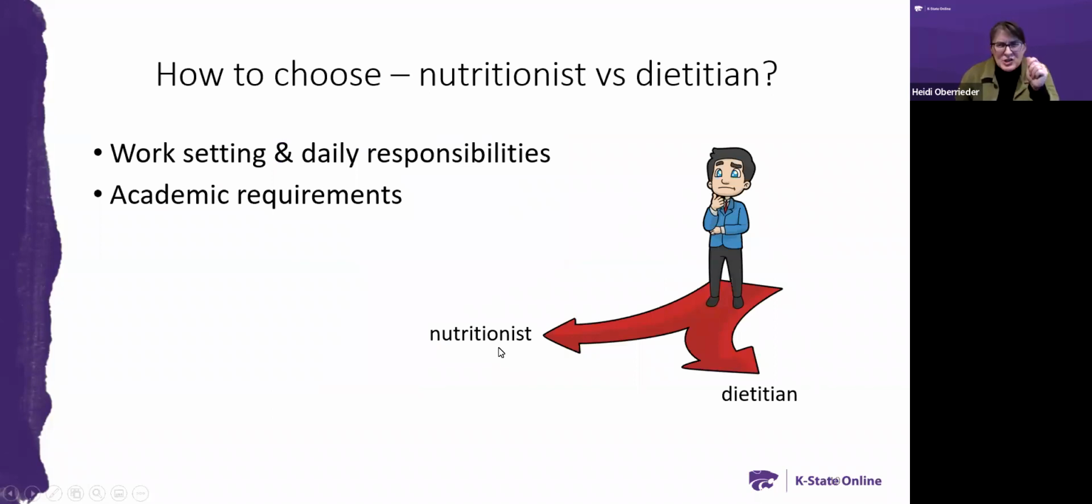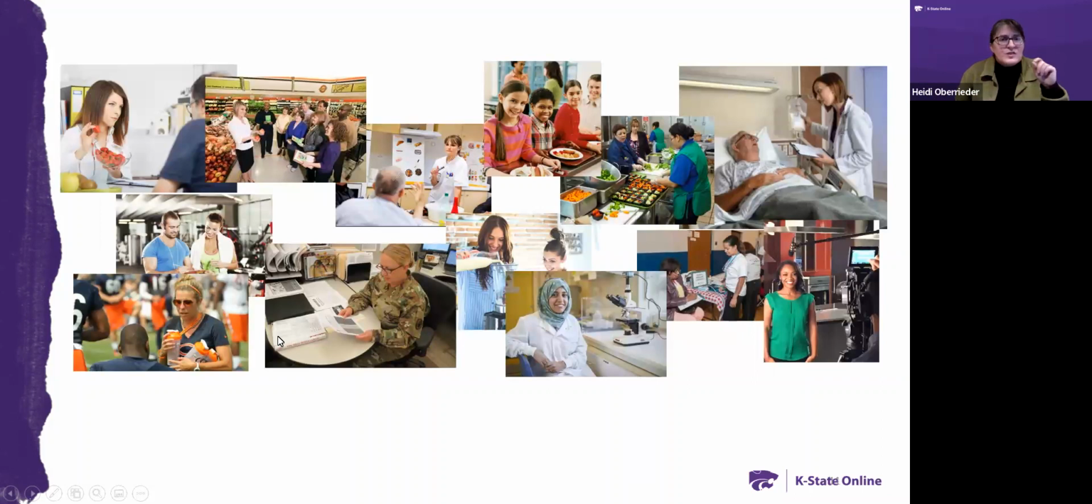So how do you really choose which is right for you? Now, again, lots of you said, yep, dietitian is what I want to do. Okay, that's great. So really what helps you choose which pathway is the work setting, what the daily responsibilities are like, but also you need to think about the academic requirements. So you see on this slide a variety of work settings. Both nutritionists and dietitians work in these settings.